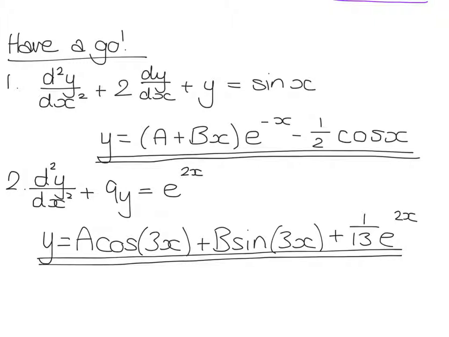Here we get a general solution of y equals a times cos of 3x plus b times sine of 3x plus 1 over 13 times e to the power of 2x. This is because there were complex roots of the auxiliary equation, and our q of x was e to the power of 2x, so we tried an exponential particular integral.